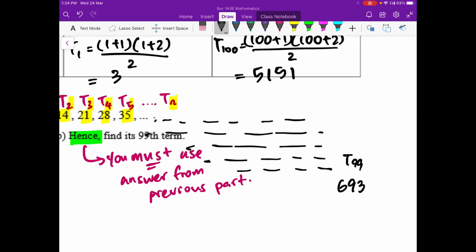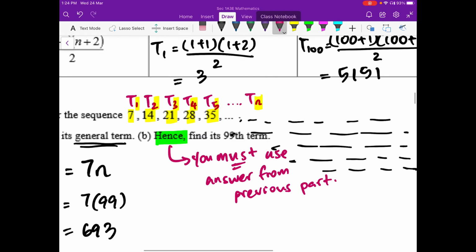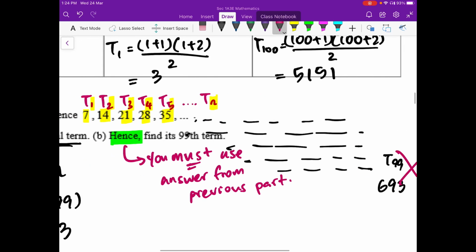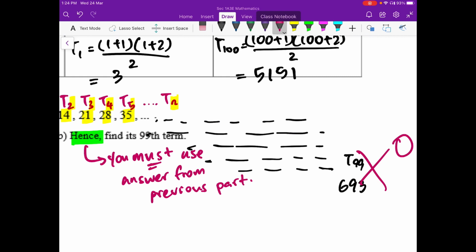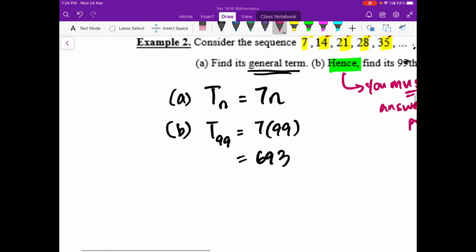But I will just give you a 0, even though the answer is correct. Why? Because of the word hence. You must use the answer from the previous one. So by listing down all the numbers, you did not use the answer from part A. So you get 0 even though the answer is correct. Understand? Any questions? Okay, then let's move on.